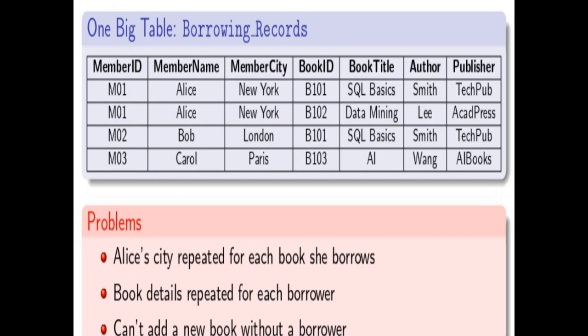The member details are being repeated again and again. The city is repeated. In case the same book is taken by multiple people, the publisher details are going to be repeated. So it is going to be a complicated database. Now we'll see how I can break down this database using the 4 rules we have seen.